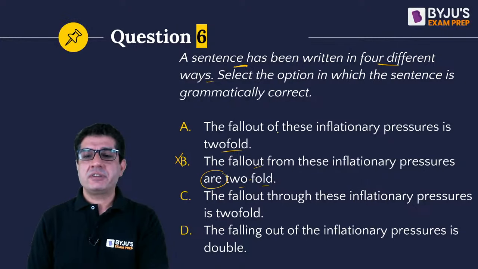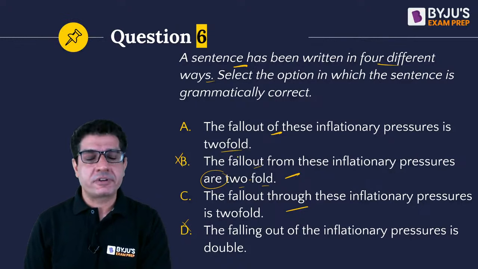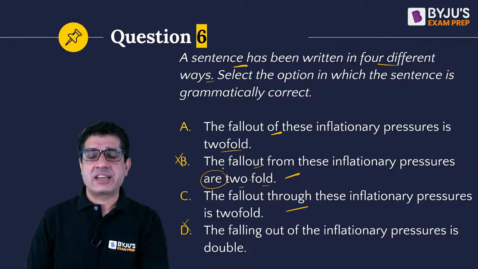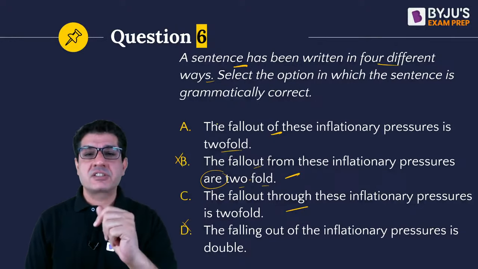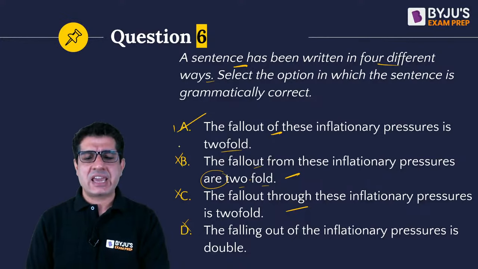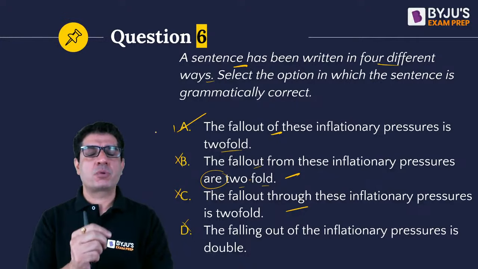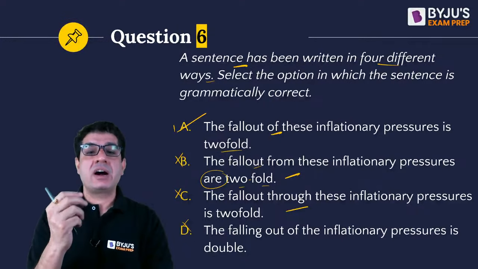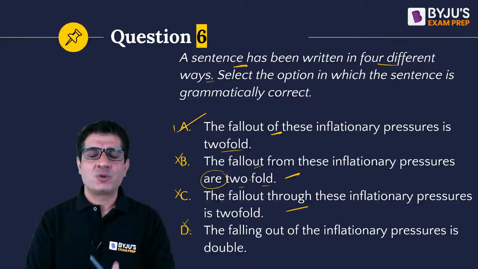What is the other difference? Off, from, through. I think D everybody has ruled out. So fallout of something is the correct grammatical expression. This question tests our understanding of fixed prepositions or dependent prepositions. Because it is fallout of, we can also rule out C and therefore choose A as our answer. So B actually had three problems: from, are and twofold written as two separate words.